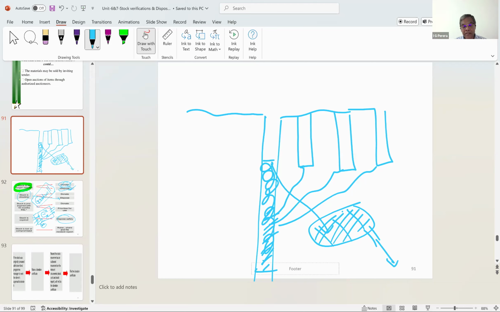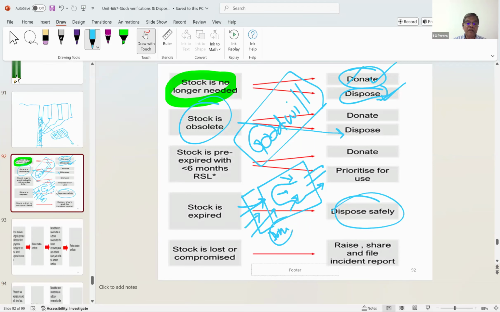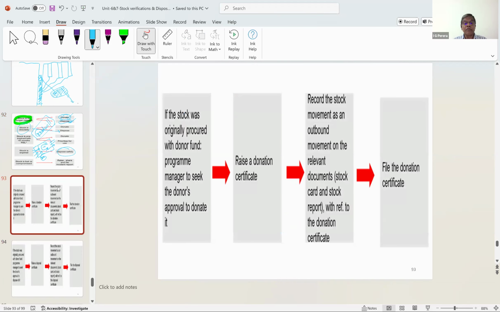How do you dispose material? All of this is part of disposal schemes. So we're going to further details.